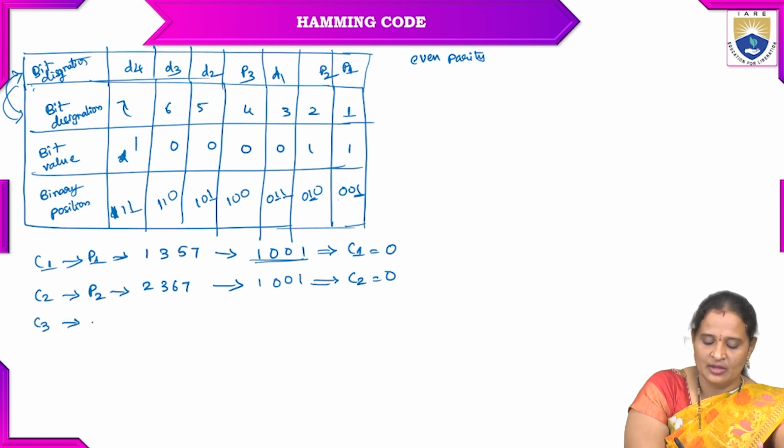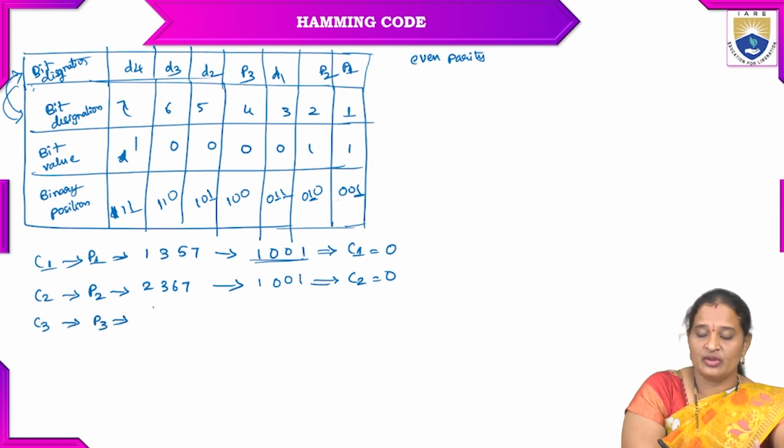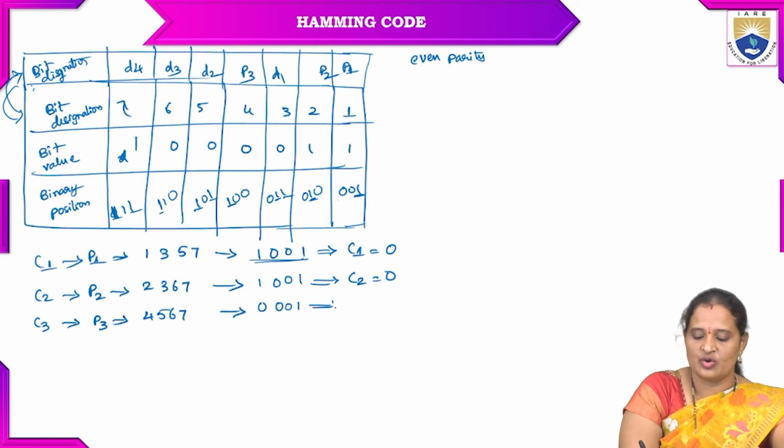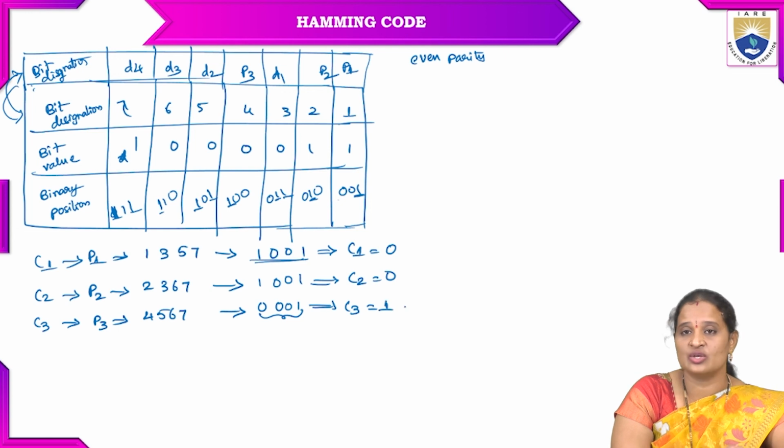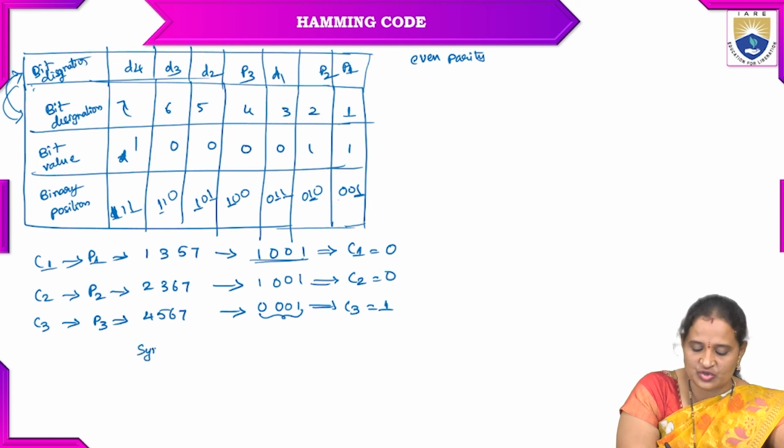Now C3 is the check bit generated for the parity bit P3, for which we need to consider all the combinations which have MSB as 1: positions 4, 5, 6, 7. The values of 4, 5, 6, 7 are 0, 0, 0, 1. What is the number of ones here? It is 1, which is odd. That is why the check bit should be considered as 1. Now form the syndrome.